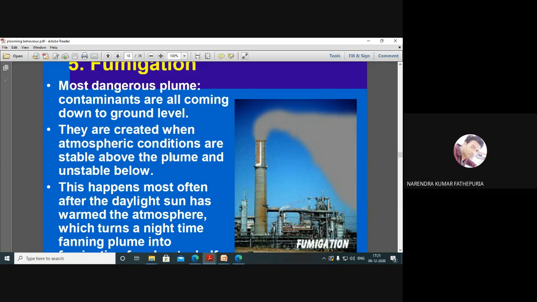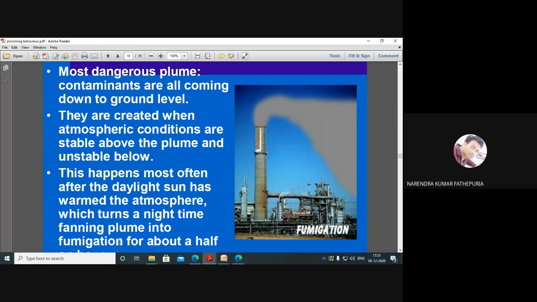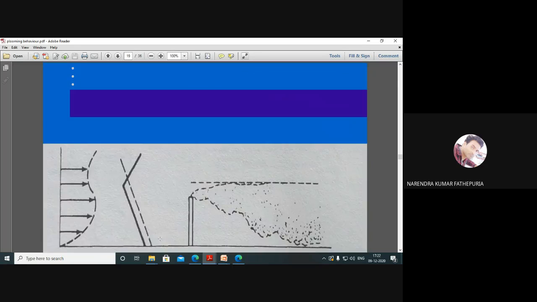They are created when the atmospheric conditions are stable above the plume and unstable below. Above there is a stable condition, below there is an unstable condition. This happens most often after the daylight sun has warmed the atmosphere, which turns a nighttime fanning plume into fumigation for about half an hour. So this is the condition for this pollution dispersal.